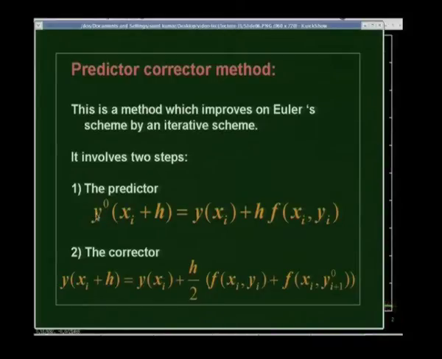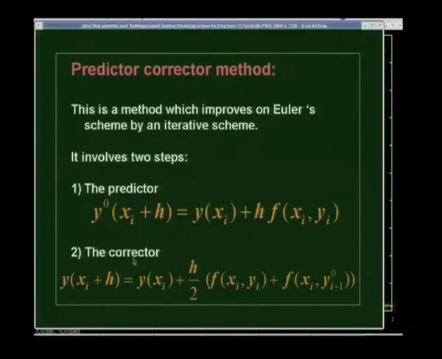Okay, so that predicts what is the y value at xi plus h. To distinguish it from the true solution, we put a simple y0 here. This doesn't mean that it is a 0th derivative. It's just y0, just to show that it is a predictor. It's not the actual solution. Okay, so then the corrector.